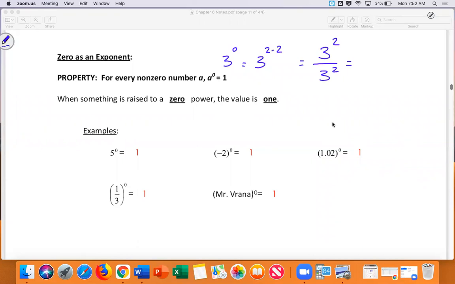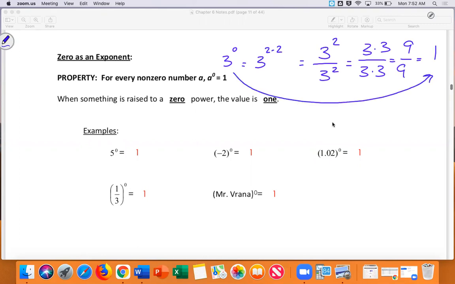But Kevin, what is 3 squared? 3 times 3 is 9, right? So I have 3 times 3 over 3 times 3, which is 9 over 9, and that's 1. So these two things had to be the same. You guys okay with that? So that's where a number raised to the 0th power equaling 1 came from. Anything raised to the 0 power is 1. So 5 to the 0 is 1. Negative 2 to the 0 is 1. 1.02 to the 0 is 1. 1/3 to the 0 is 1.